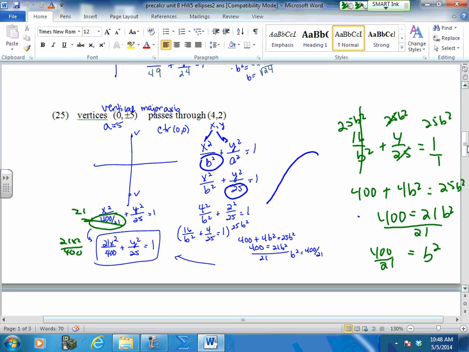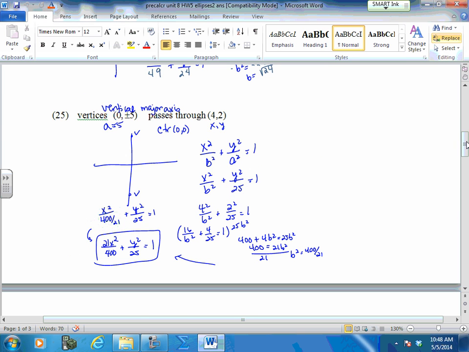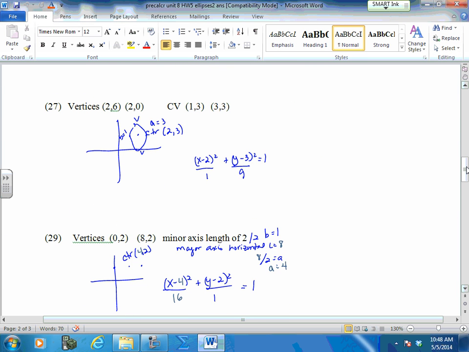Okay? There was a lot going on. Okay? Vertices and vertices. That means you got your major and your minor. How nice was that? That's all we needed. Oh, and they offset this. So you just had to find your center. Remember, the center is in the middle.